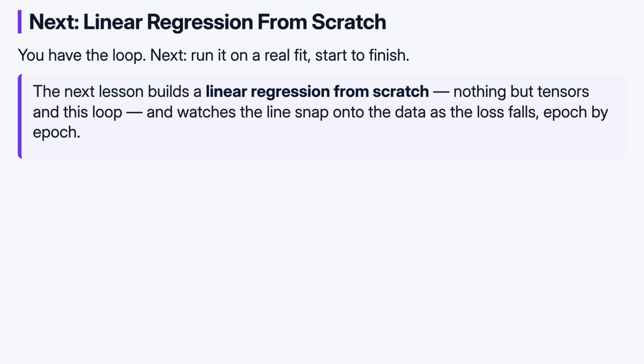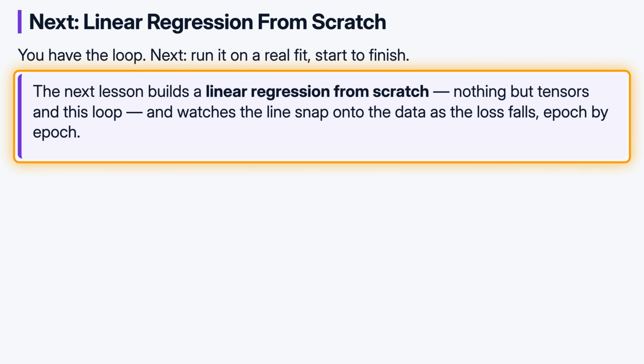You now have the loop. You've seen every piece. The forward pass, the loss, zero grad, backward, and the optimizer step. Next, we build a linear regression from scratch. Nothing but tensors and this loop. We watch the lines snap onto the data as the loss falls, epoch by epoch.